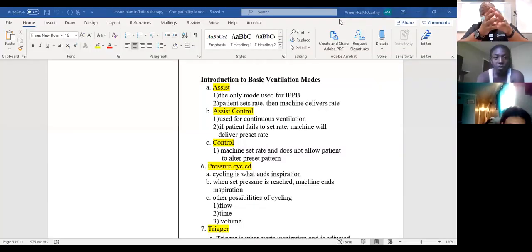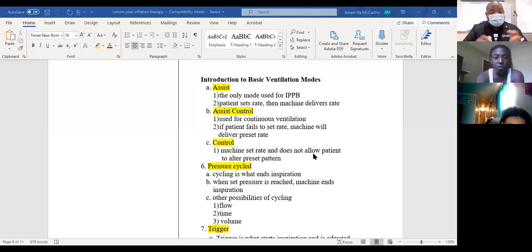All right, so basically, same thing I just said. Assist mode is the only one we use for positive pressure, hyperinflation, or IPPB. Assist control is used for continuous ventilation. If the patient fails to set a rate, the machine will deliver the preset rate. I just showed you, when you have a preset setting, right? Whatever those settings are, that's what he's going to get. If the patient wants to kick in more breaths, it'll let him kick in more breaths.